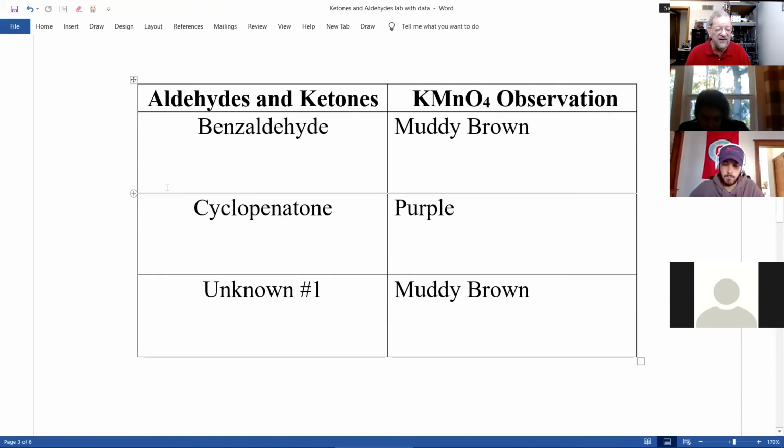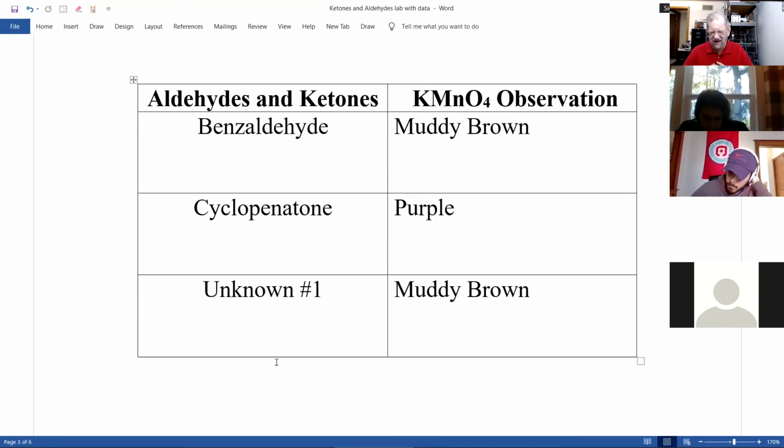And notice here, I have benzaldehyde, cyclopentanone, and then to make it interesting, I have cleverly labeled unknown 1. And there's the results. And you'll see in the question area, there is a question about unknown 1.